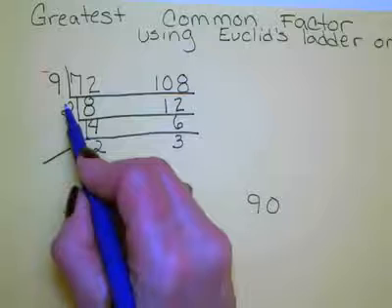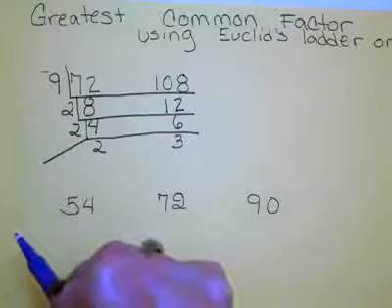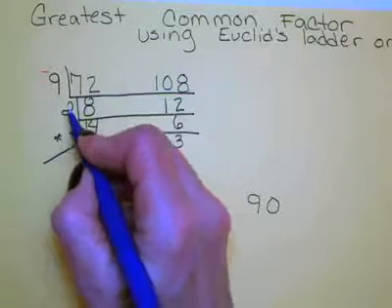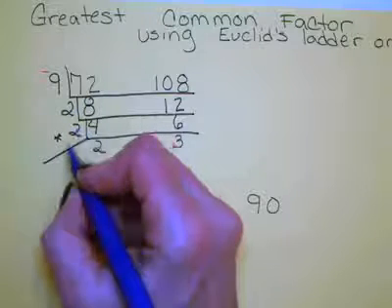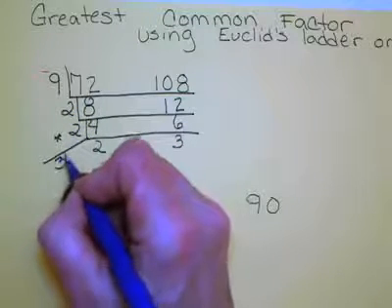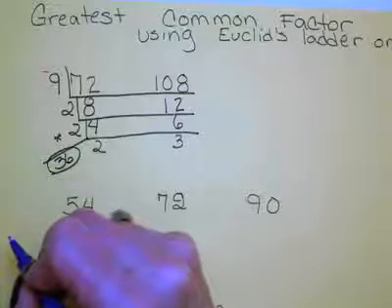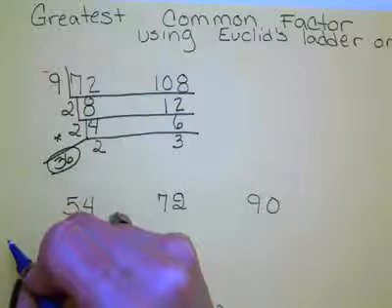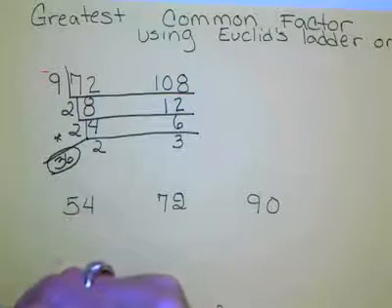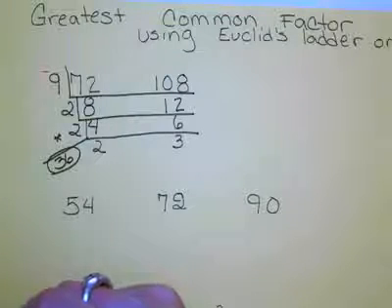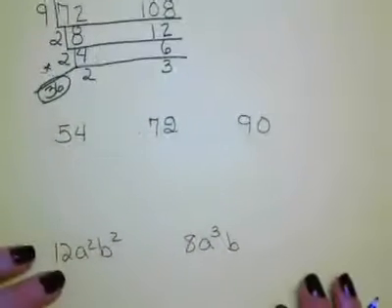And now you're going to multiply the numbers down the left-hand side, which I commonly refer to as the candles on the cake. Multiplying 9 times 2 is 18. 18 times 2 is 36. So the greatest common factor of 72 and 108 is 36. This is the biggest number that goes into both 72 and 108 evenly.